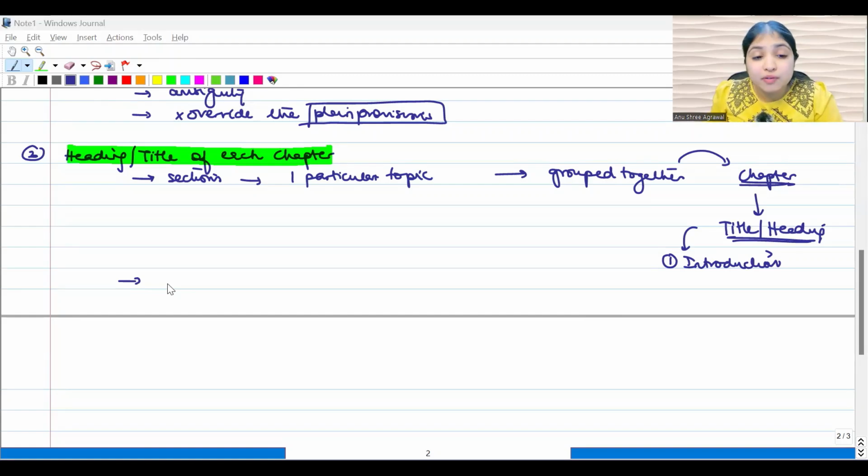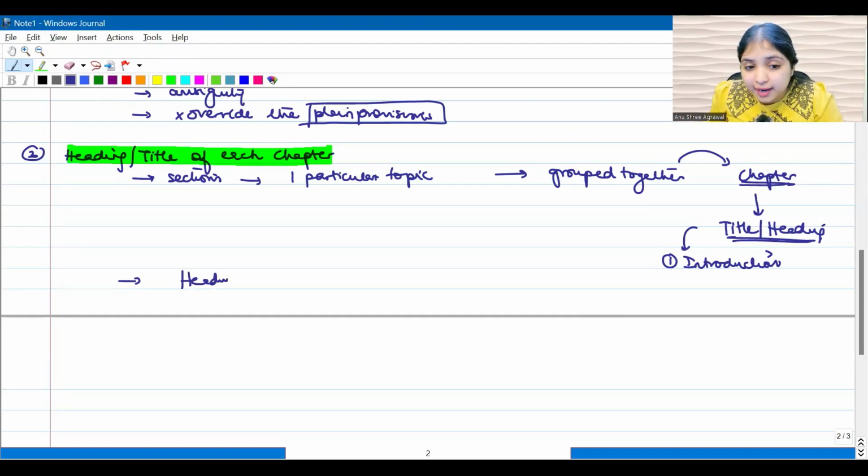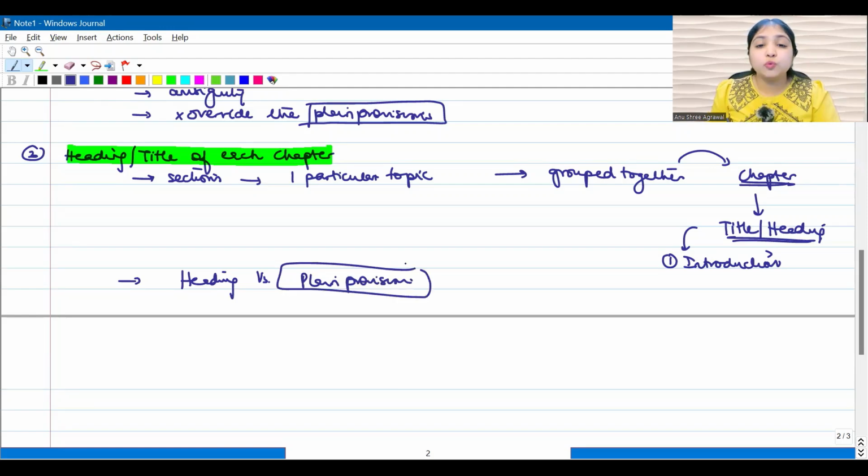All right. But however, what if there is a conflict? What if the heading of the chapter and the plain provisions of the act contradict? Which of the two will you apply? Which of the two will you give priority? The plain provisions of the act.